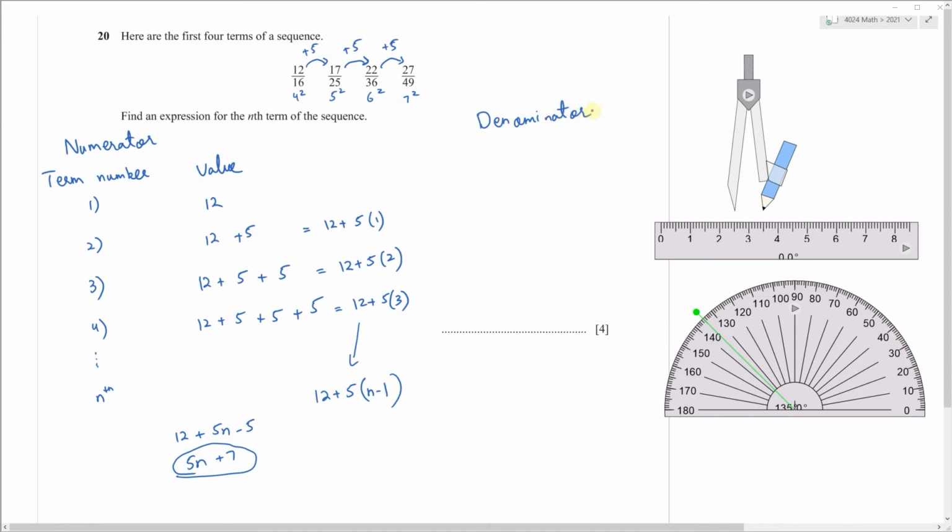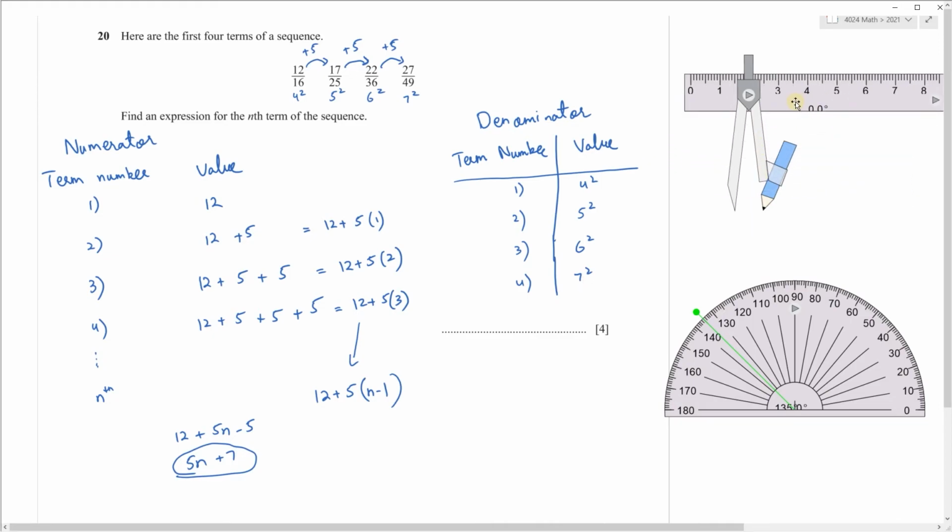Denominator. Again, I have the term number and the value. So the first term is 4 square. The second term is what? 5 square. Third term is what? 6 square. Fourth term is what? 7 square.